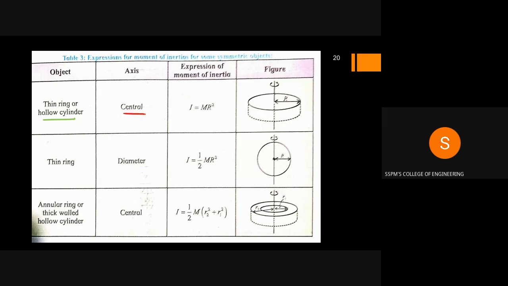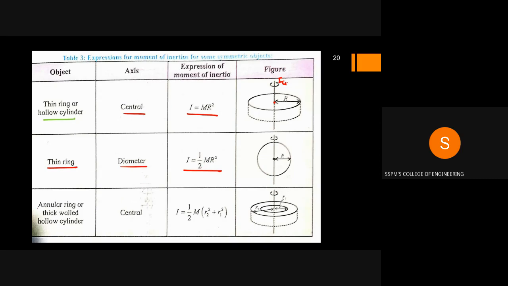About the central axis, that is the axis passing through the center, its moment of inertia is I equal to mr square. Okay, so this is the Ig. For the same object, that is a thin ring, if the axis is passing through the diameter like this, and the object is revolving about this diameter, then its moment of inertia is mr square upon 2.